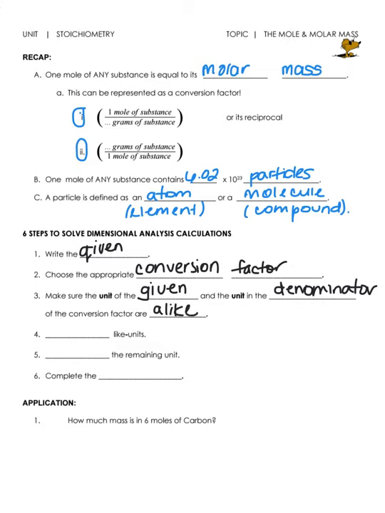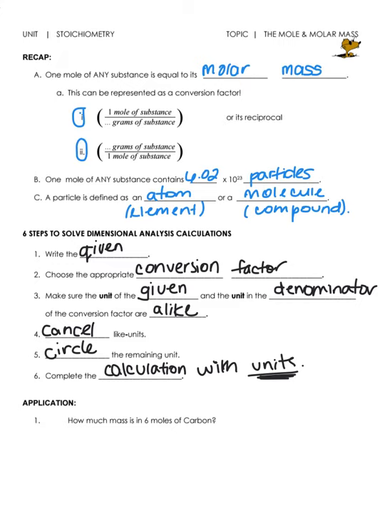Your fourth step is going to be to cancel your like units. Your fifth step will be to circle the remaining unit. And your sixth is to complete the calculation. And I'm going to add on to this. And please remember to have a final answer with units. It's always important to have a final answer that has your units.